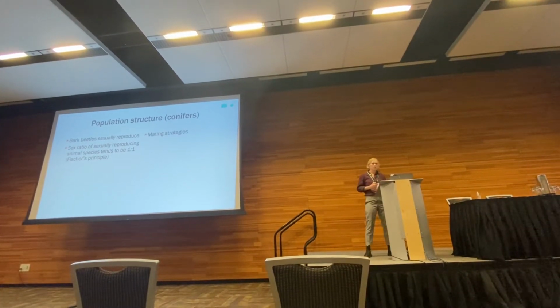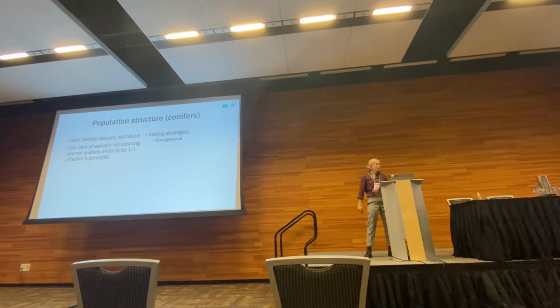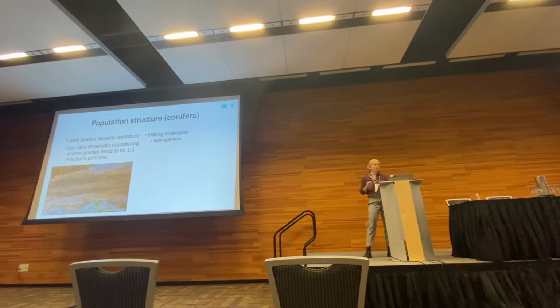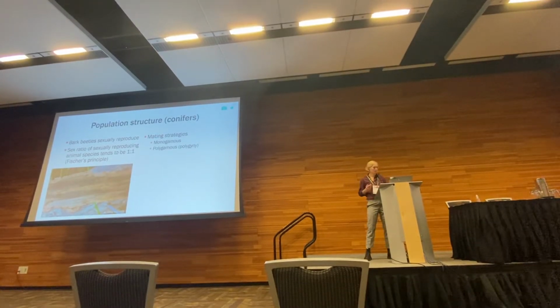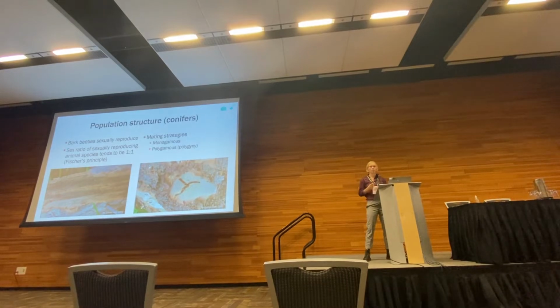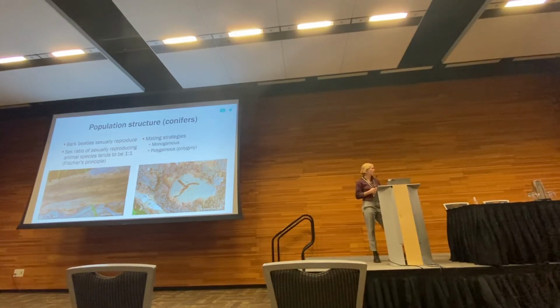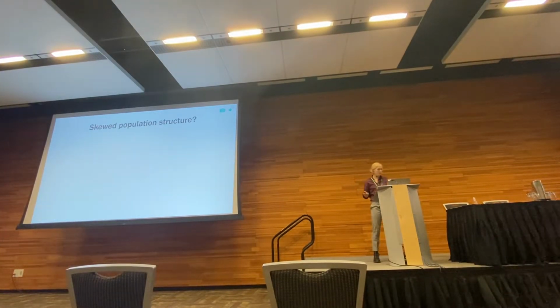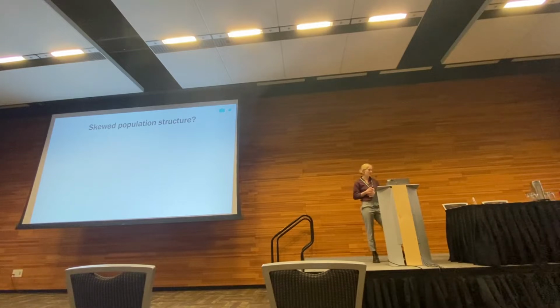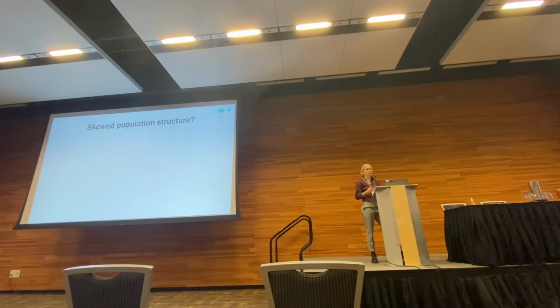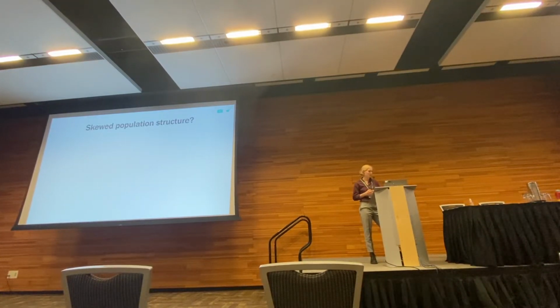So we know that there's a couple different mating strategies in bark beetles. There's monogamous bark beetles, where you have 1 male to 1 female, and polygamy, or polygyny, happening, where you have multiple individuals. In bark beetles, it's commonly seen that 1 male creates a nuptial chamber and then females are recruited to that area. So what if you don't have this nice 1-to-1 population structure? This is when you would have a skewed population structure.